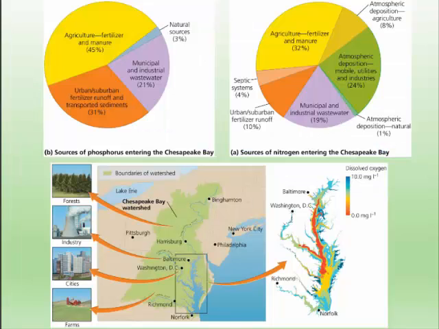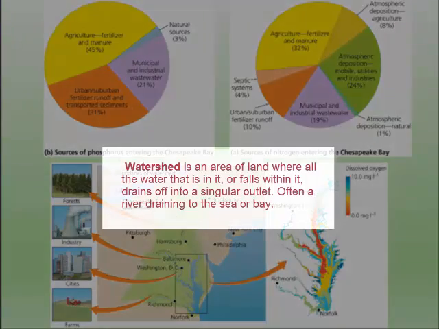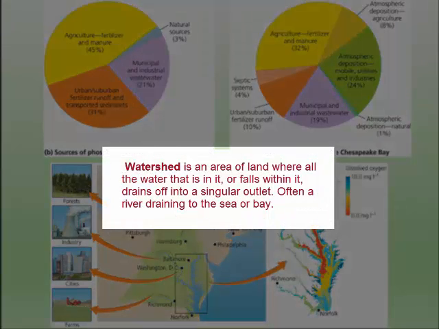The green shaded region on the map represents the watershed of Chesapeake Bay and is about 64,000 square miles. A watershed is an area of land where all the water that is in it or falls within it drains off into a singular outlet. The singular outlet is often a river draining into the sea or a bay.